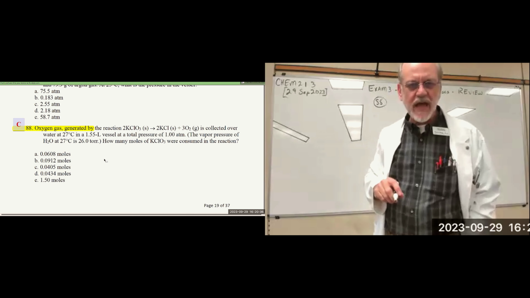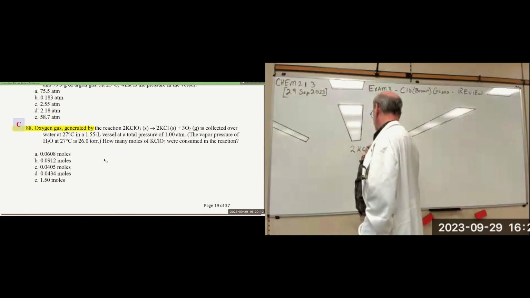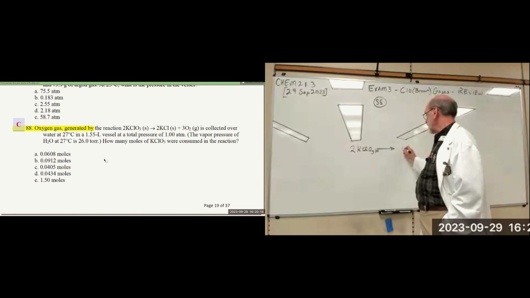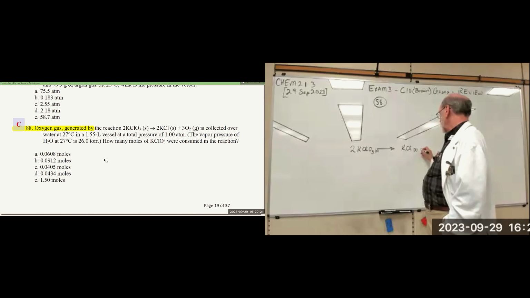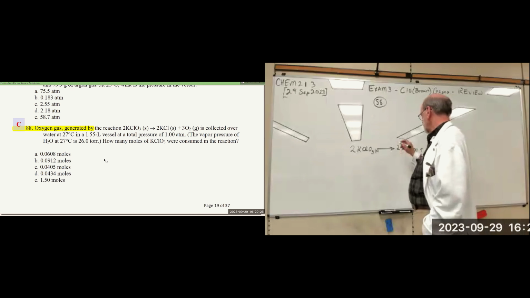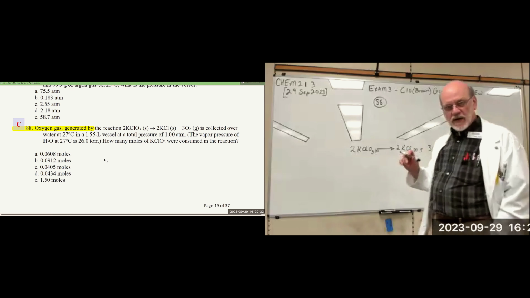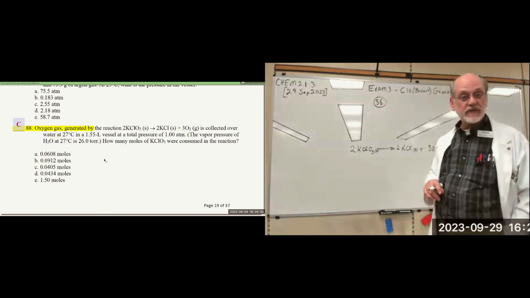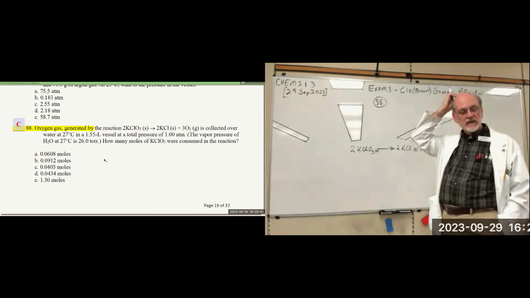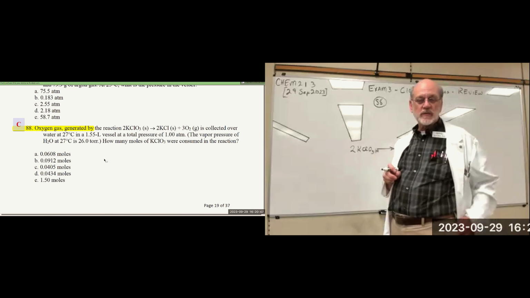Oxygen gas generated by this reaction. So it's a decomposition of potassium chlorate, a solid. And it decomposes into potassium chloride plus oxygen, right? 3 oxygens. And 2 of these. Yep. This is a gas. All right, what about it? It's collected over water at 27 degrees in a 1.55 liter vessel at a total pressure of 1 atmosphere. The vapor pressure of water at 27 degrees is 26 torr. How many moles of KClO3 were consumed in the reaction?